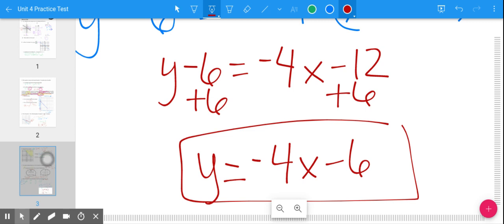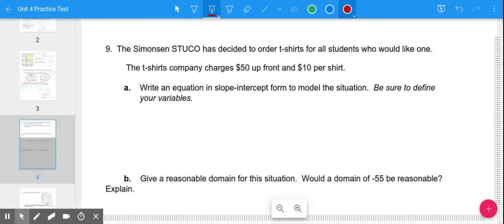Okay, let's go on to the next page. The Simonson Stuco has decided to order t-shirts for all students who would like one. The t-shirt company charges $50 up front. So it's a one-time fee of $50 and $10 per shirt. Write an equation in slope-intercept form, and make sure you define your variables.